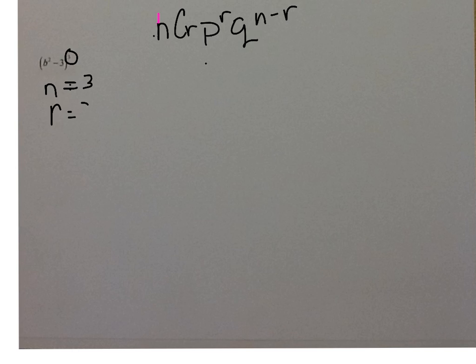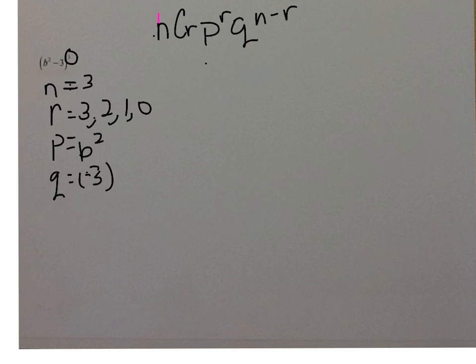All right, so let's try the next one. Okay, so let's write down the formula. NCR, P to the R, Q to the N minus R. All right, so let's write down all of our information. N is going to be 3 because that's my exponent there. R is your exponent down to 0: 3, 2, 1, and 0. P is your first term, which is b squared, and Q is your second term, which is negative 3.